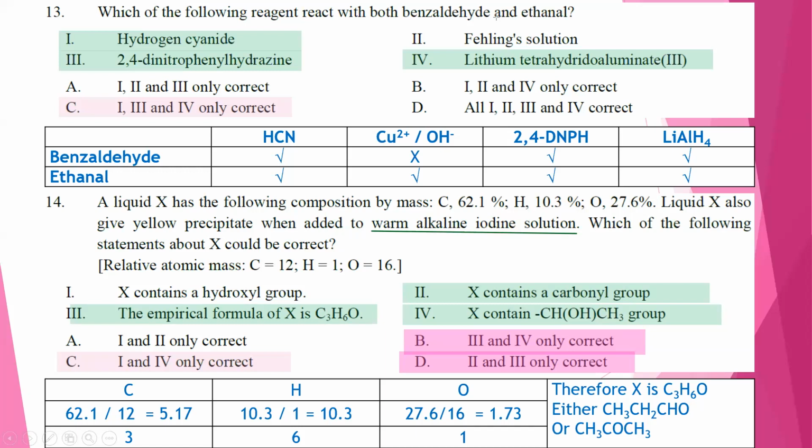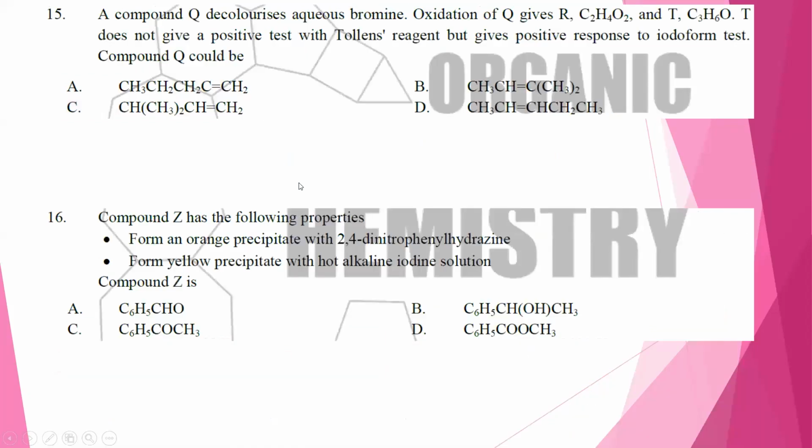Okay, then immediately we go to number 15. Compound Q decolorizes aqueous bromine. Oxidation of Q gives R, C2H4O2, and T is C3H6O. T does not give a positive test to Tollens, but gives a positive test to iodine. So compound Q could be what?